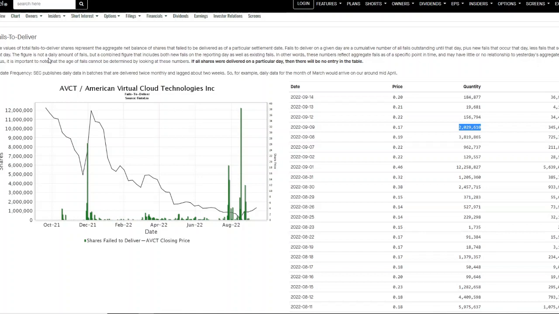And the figure is not the daily amount, but a combined figure of those included of the new fails and the ones existing. So if the shares were delivered on a particular day, then there will be no entry in the table. And if you look at it, the values of these total failed to delivers represent an aggregate net balance of shares that delivered of a particular settlement date. We do not have anything from the 9/14 moving forward.